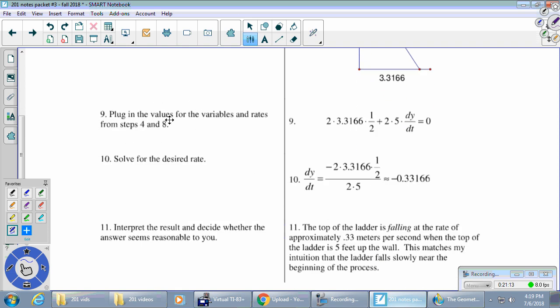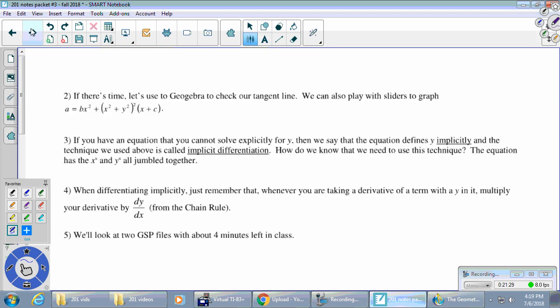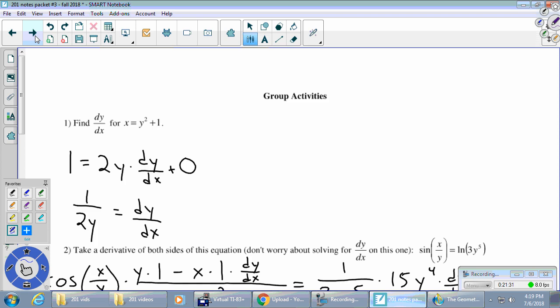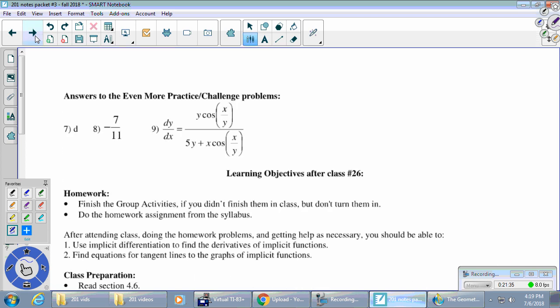Plug in the values for all the variables and the rates, and hopefully the only thing that's left in your equation is the desired rate. For us, it was dh/dt. In this case, it's dy/dt. Make sure that the answer seems reasonable to you. Like in our case, it was something falling. The height of the water was rising quickly at the bottom and then slowly at the top, and that was perfectly reasonable.